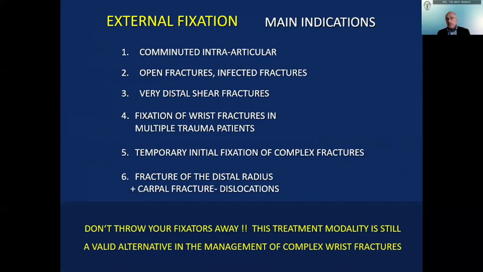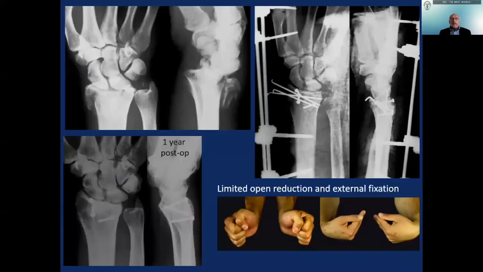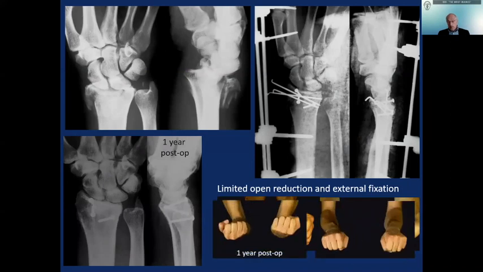The treatment modality is a valid alternative in the treatment of complex distal radius trauma. As in this case, there's nothing you can do but put a fixator if you have to deal with this type of soft tissue problem. And here I see a very distal shearing fracture treated with external fixation and limited open reduction with screws and springs with a very good residual function.